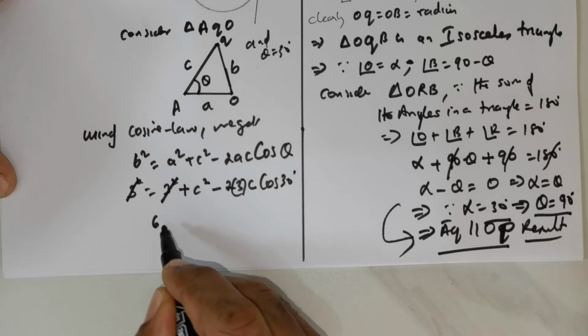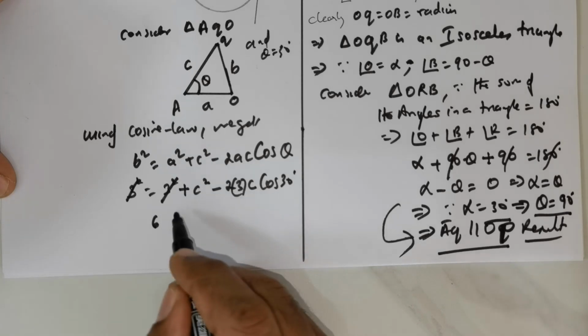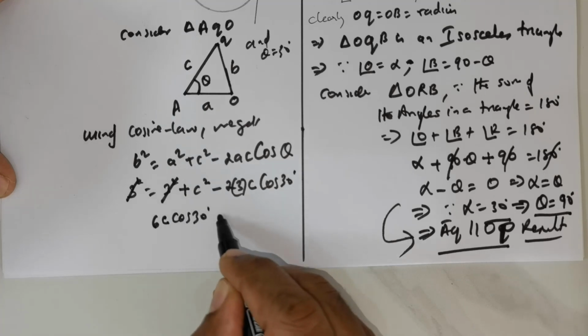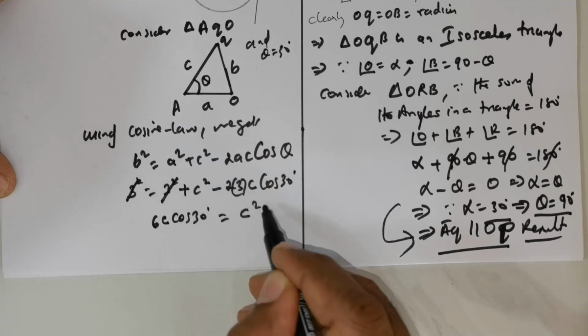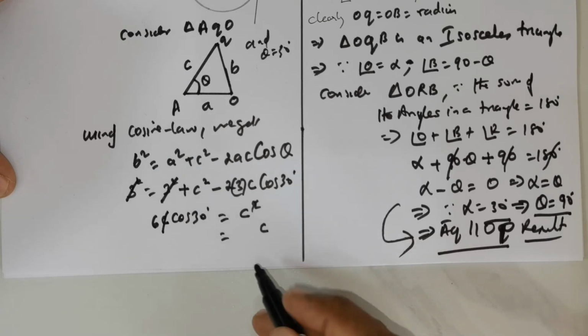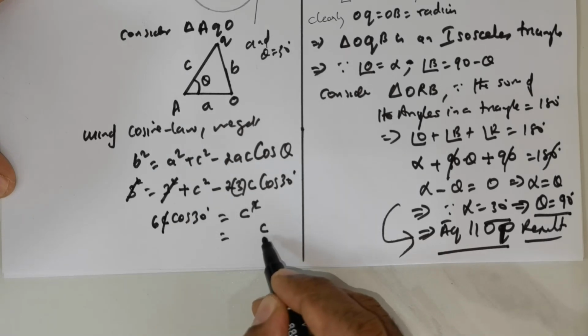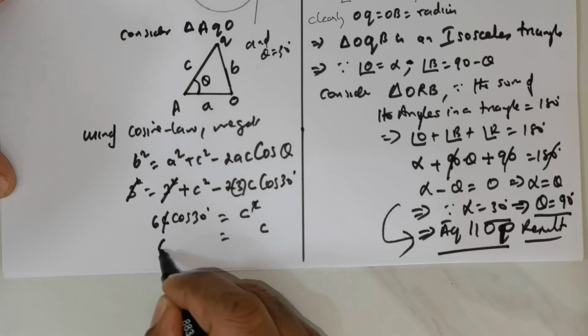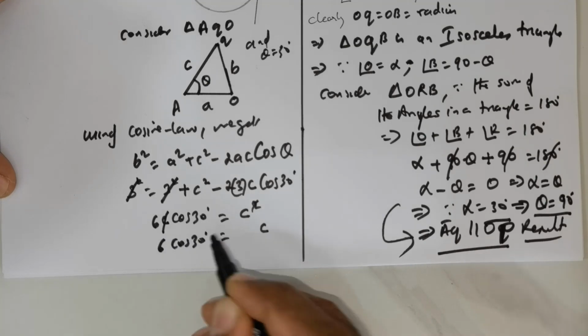Now this can be written as 6 times C into cos 30 is equal to C squared. Right? So this C and this C get cancelled. I can actually get C from here. So this is 6 times cos 30.